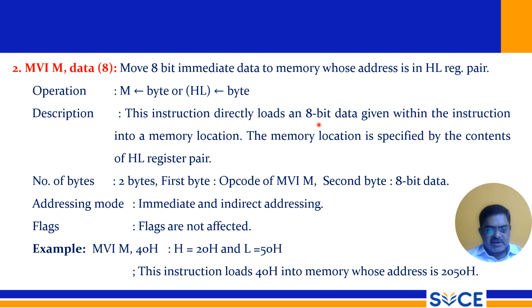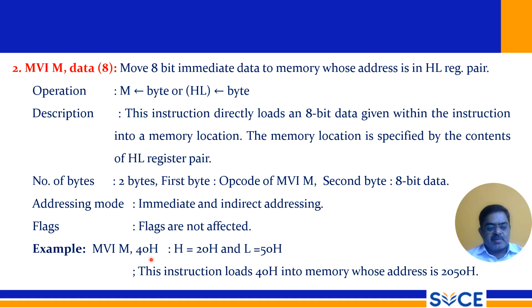So this instruction directly loads an 8-bit data given within the instruction into a memory location. The memory location is specified by the contents of the HL register pair. So the number of bytes is 2 bytes. The first byte is opcode MVI M and the second byte is 8-bit data. The addressing mode is immediate, and indirectly you are accessing the memory location, so that is why it is indirect addressing mode too. It belongs to both types of addressing modes, immediate addressing mode as well as indirect addressing mode. Flags are not affected.